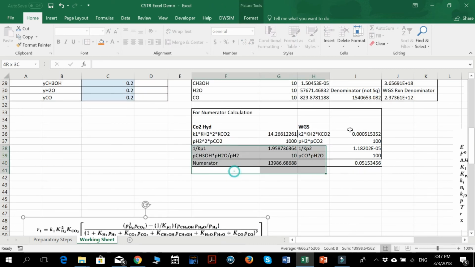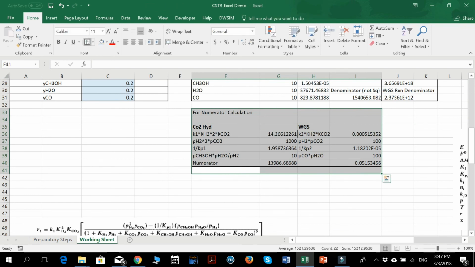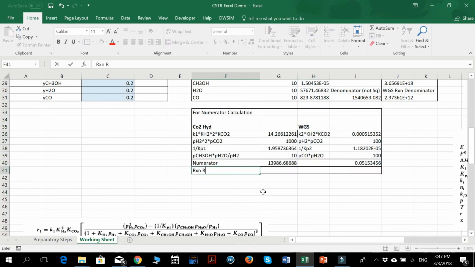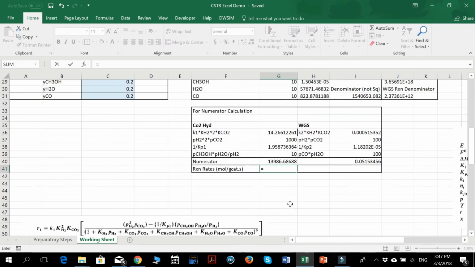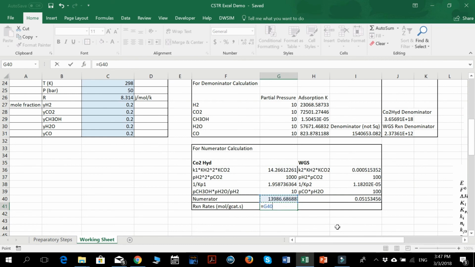And last but not least, we need our reaction rates. So mole per gram cat per second, and that will be equal to the numerator of the CO2 hydrogenation divided by the denominator, enter, and for the water gas shift, numerator over denominator, and press enter. And that is it, guys.